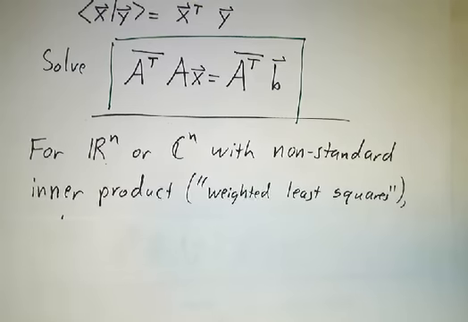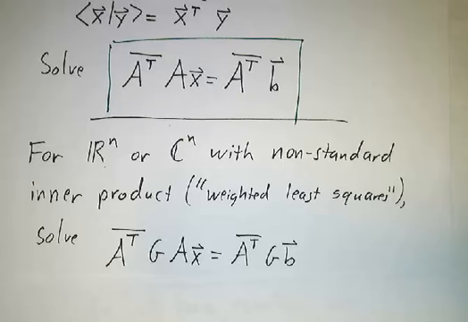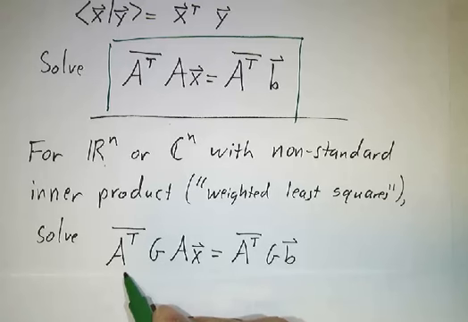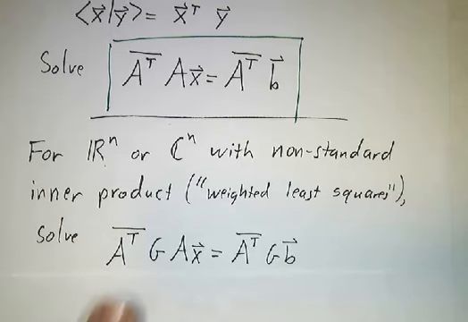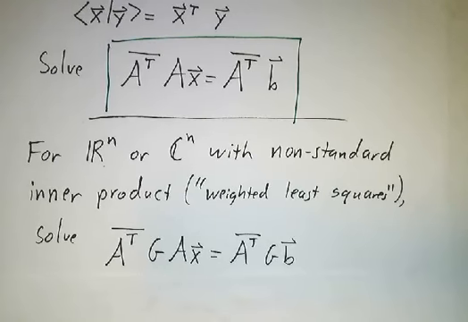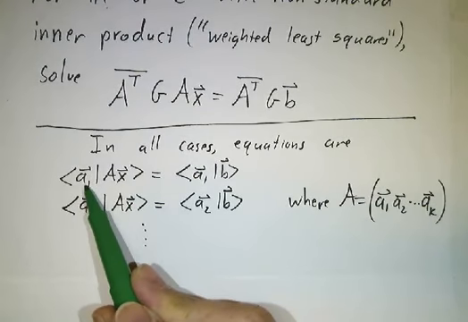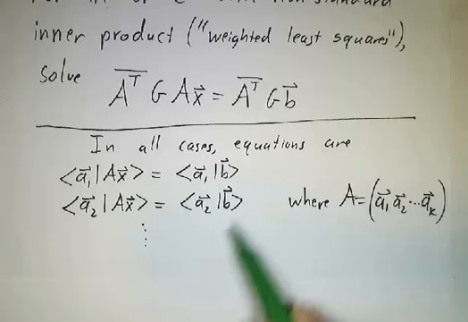If we have Rn or Cn with a non-standard inner product, this may happen if you trust some of your data better than other data and you want to give them more weight, then to take inner products, you need a metric matrix. And the way you take the inner product with all of the elements of A is you take the transpose conjugates and multiply by the metric matrix. So you start off with AX equals B, take the inner product with all the columns of A, and that's your equation. In all cases, what you're really doing is you're saying the inner product of AX with the columns of A is equal to the inner product of B with the columns of A. That gives you a bunch of equations that you then have to solve.